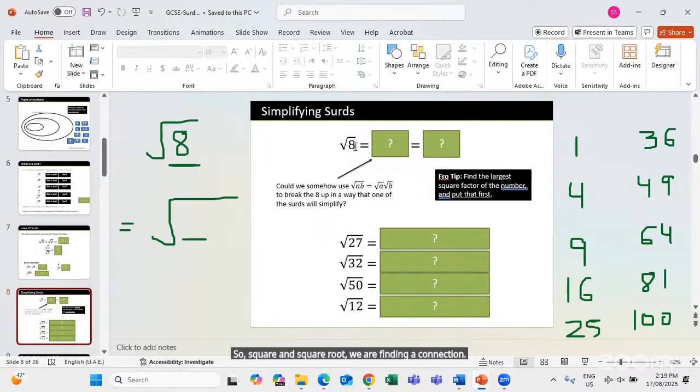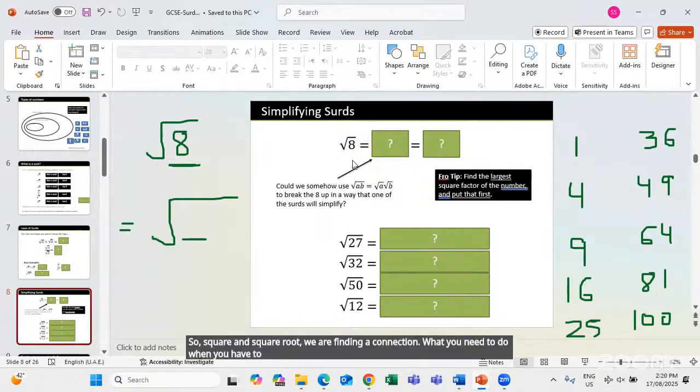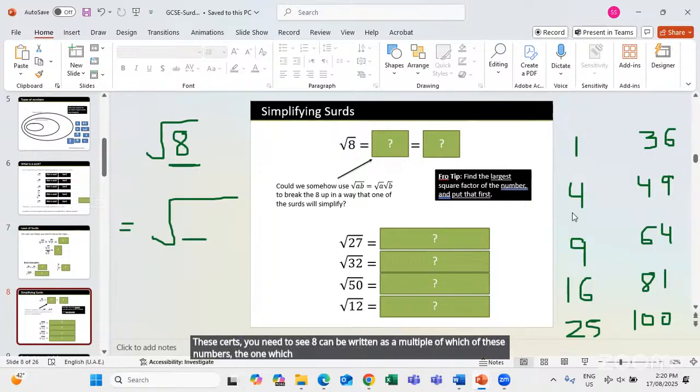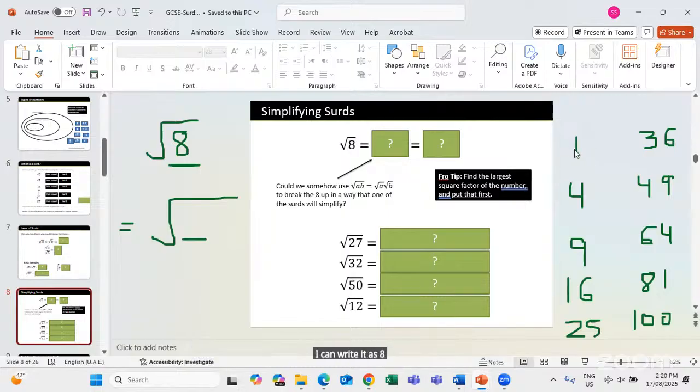When you have to simplify these square roots, these surds, you need to see 8 can be written as a multiple of which of these numbers, the one which is the highest possible number. I can write 8 as 8 times 1, but it doesn't make any difference. Also, I can write 8 as a multiple of 4. So you have to choose a number from these square numbers that you can write 8 as a multiple of.